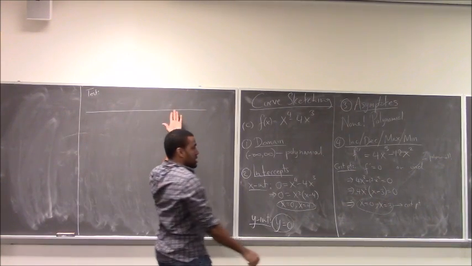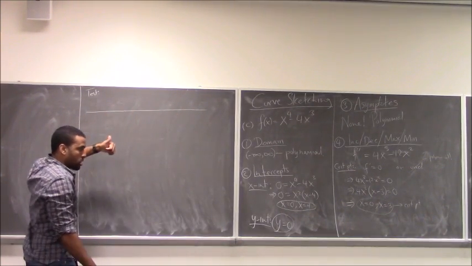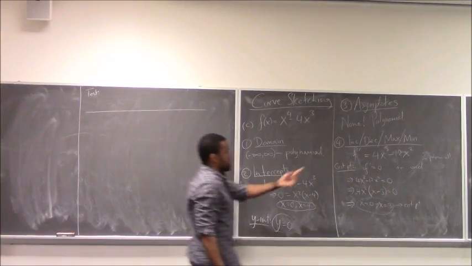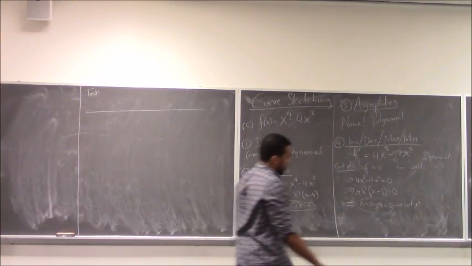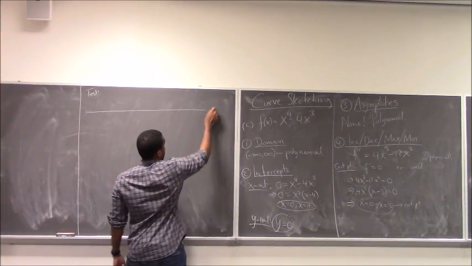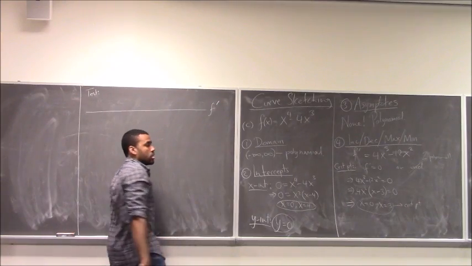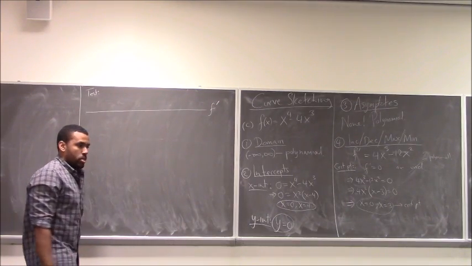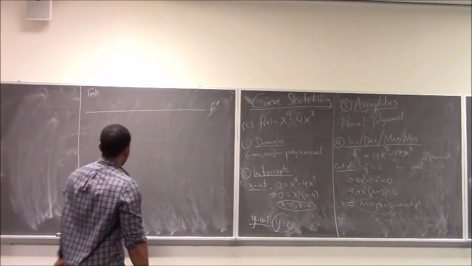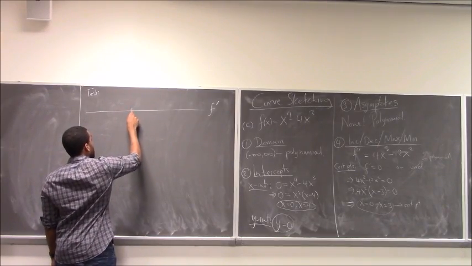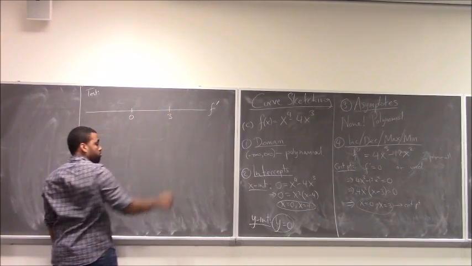This helps us both identify what the critical points are and, at the same time, determine where the function is increasing or decreasing, because we're going to be testing it in the first derivative, and the sign of the first derivative is going to tell us about it. So we're going to plot these two here, 0 and 3.